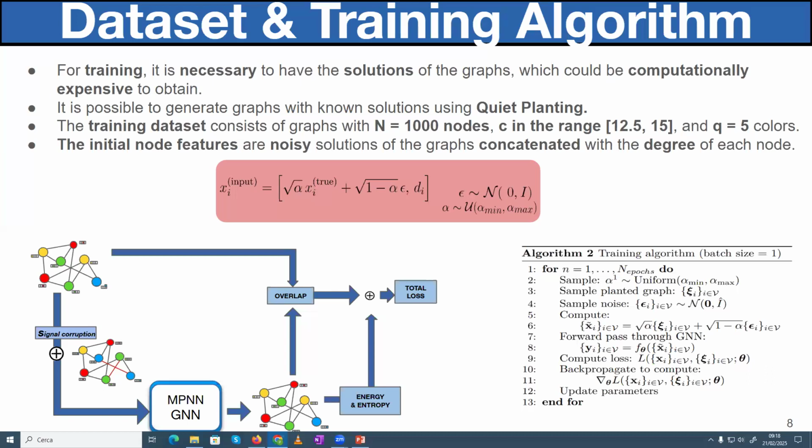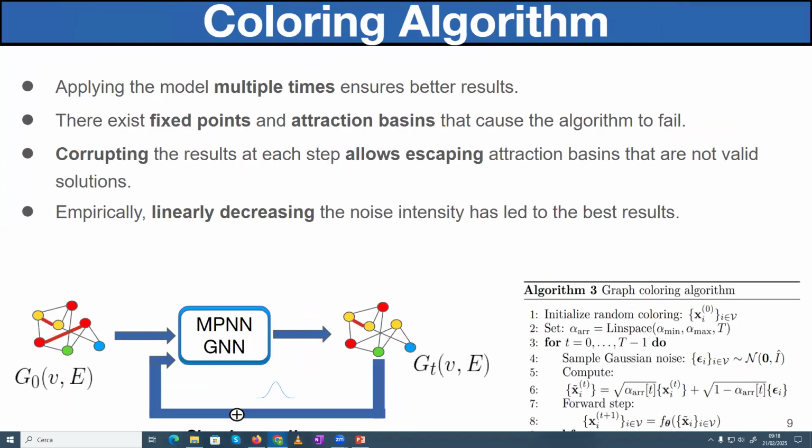And the initial node features are noisy solutions of the graphs obtained using a Gaussian diffusion process, concatenated with the degree of each node. Of course, we trained the model using a gradient descent update rule such as Adam. Once we have trained the model, we would like to use it, and we observed that applying the model multiple times ensured better results. Although there exist fixed points and attraction basins that cause the algorithm to fail, if we apply a Gaussian diffusion step after each step of the model, this allows us to escape from attraction basins that are not valid solutions.